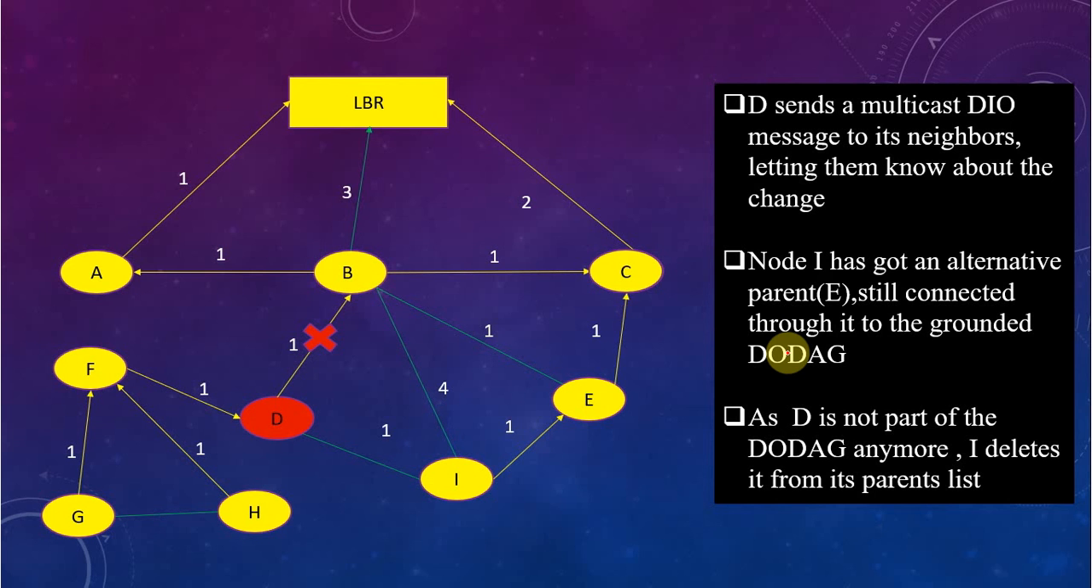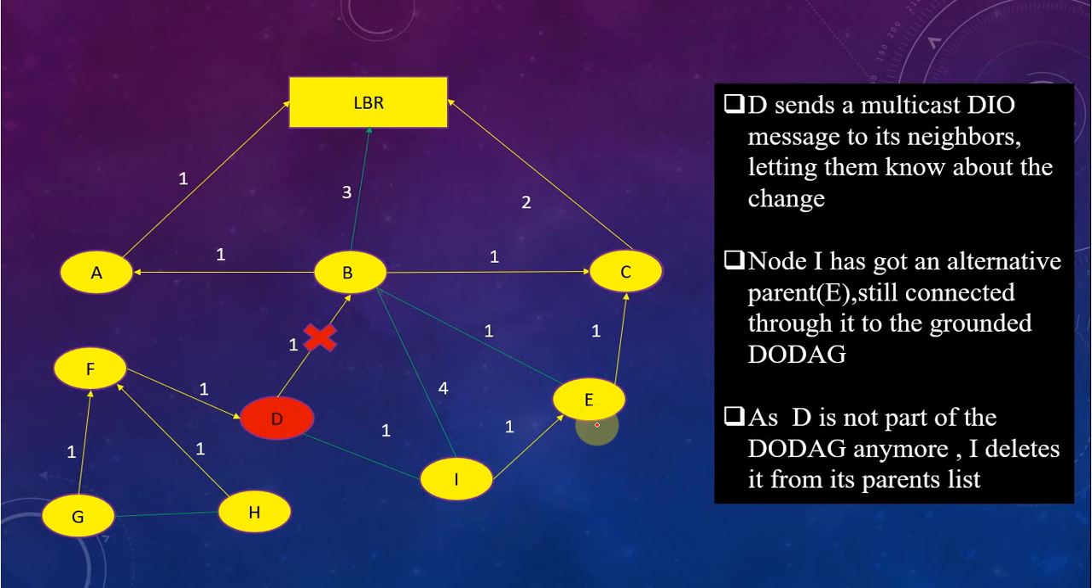Node I has got an alternative parent, that is E, still connected through it to the grounded DODAG. So I observe that I have lost a connection through D now, but anyway I have another parent, that is E, which is connected to the ground. So no worries, I will connect to the DODAG through E. So that's why it will mark E as a parent.